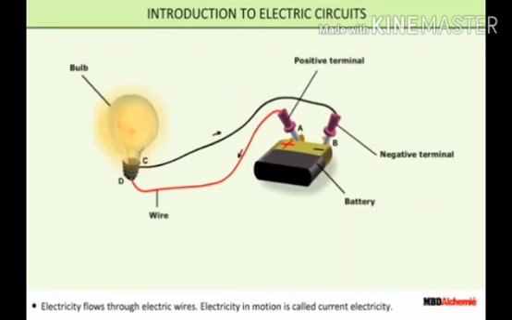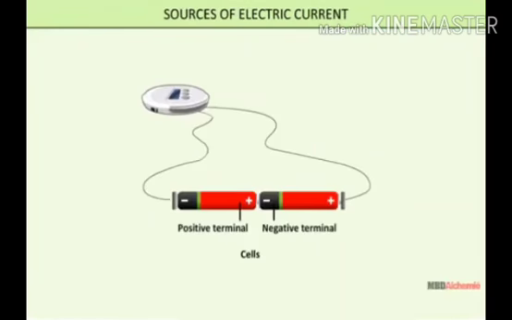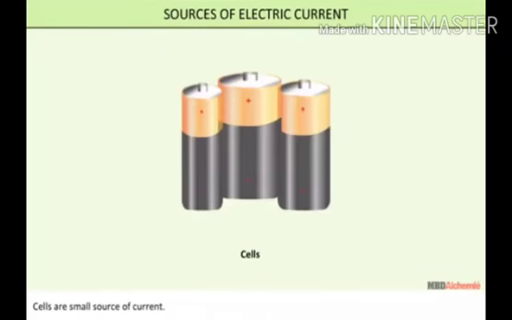Electricity flows through electric wires. Electricity in motion is called current electricity. Sources of electric current. Sources of current can be divided into two types: small sources of current and bigger sources of current. Cells are a small source of current.